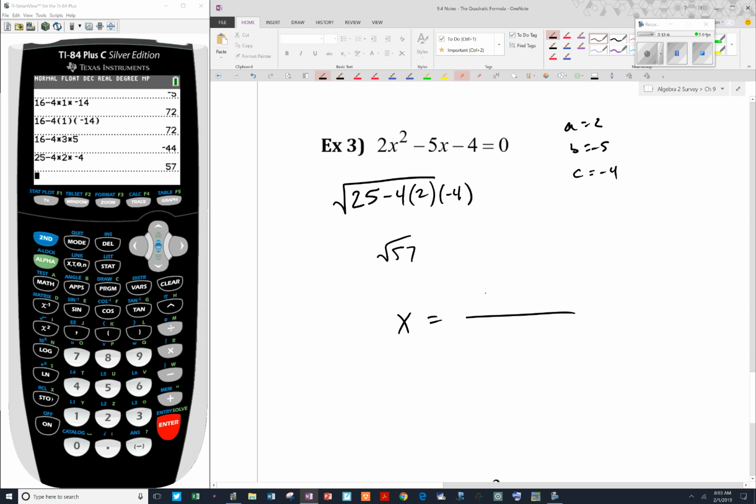Quadratic formula says -b. Well, that would just be 5. Opposite of b is 5 then. Plus or minus, and then that guy goes right there. And then the denominator is 2 times a. What's 2 times a? 4. You're done. I knew we could fit one more in there.